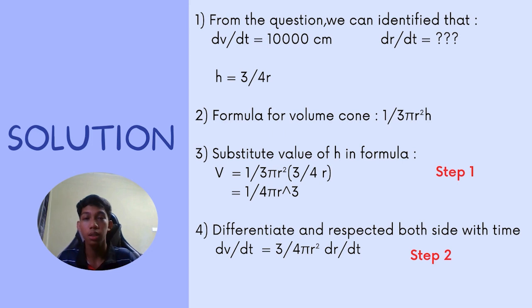For the formula, since it's all about a cone, the formula that we use here is 1/3 pi r squared h. For step 1, substitute the value of h in the formula. So we get V is equal to 1/3 pi r squared times (3/4 r). We can simplify it and get 1/4 pi r to the power of 3. For step 2, differentiate both sides with respect to time. By that, we will get dV/dt is equal to 3/4 pi r squared dr/dt.